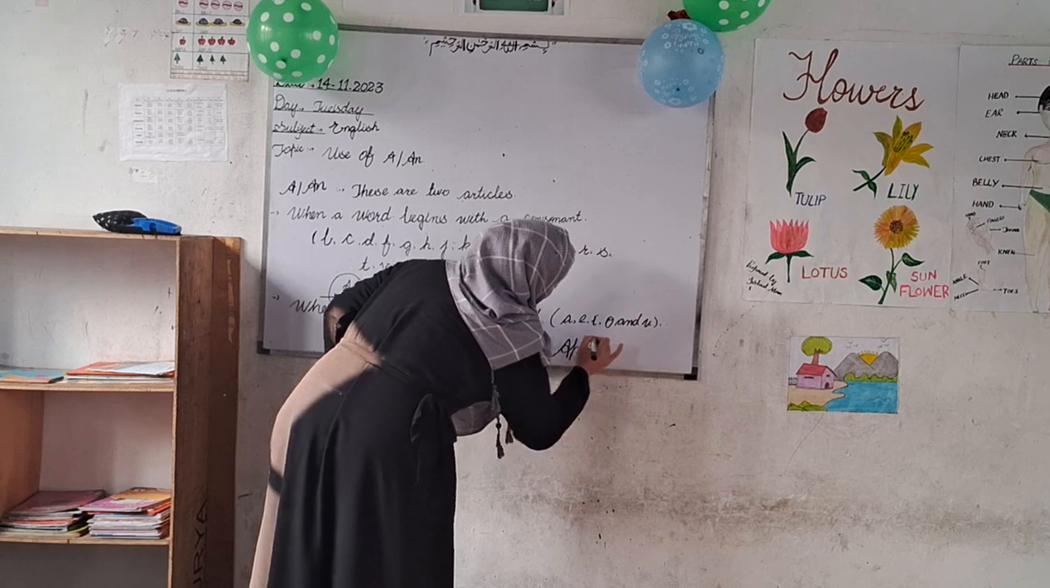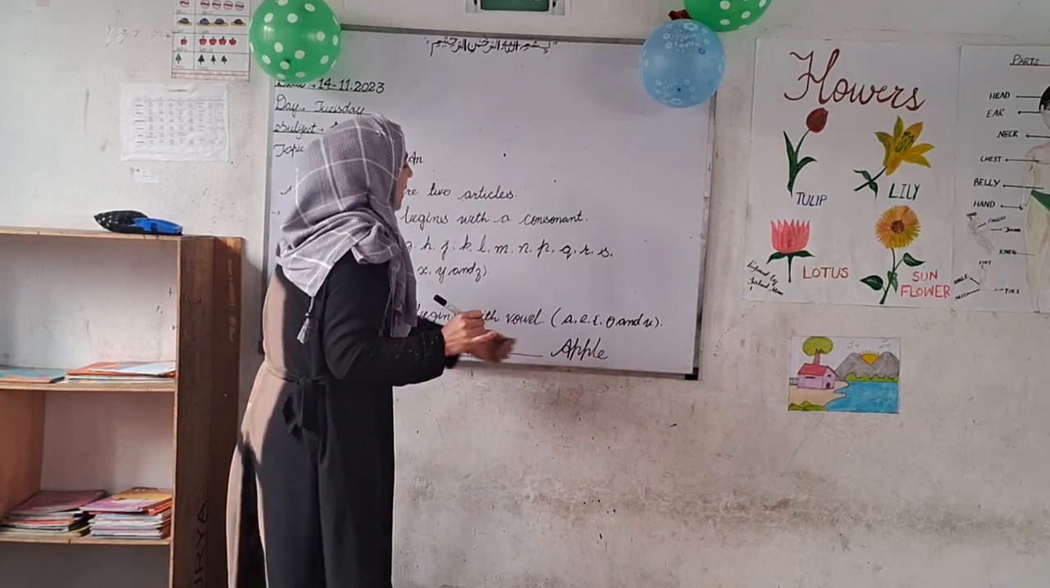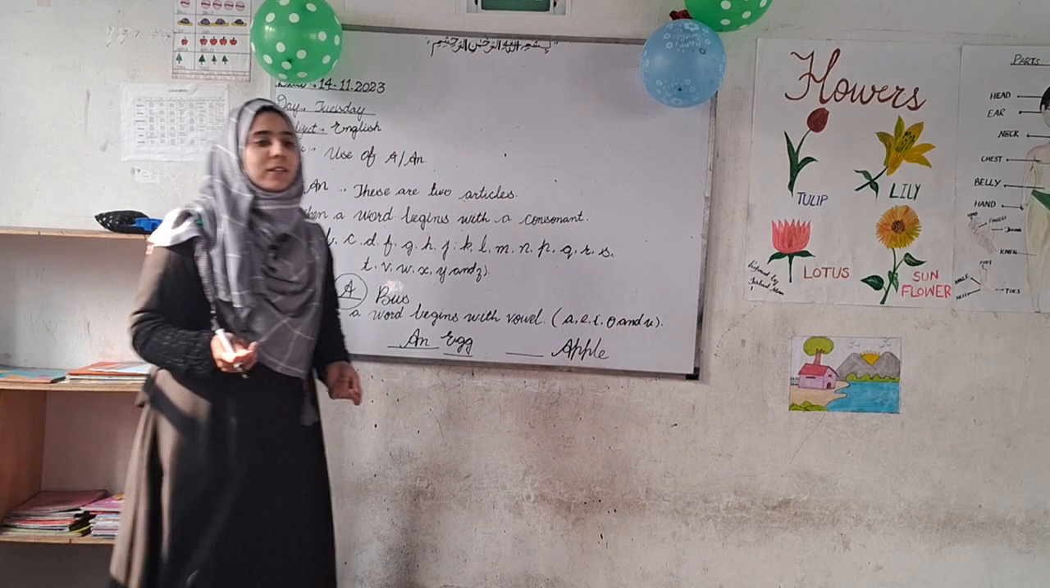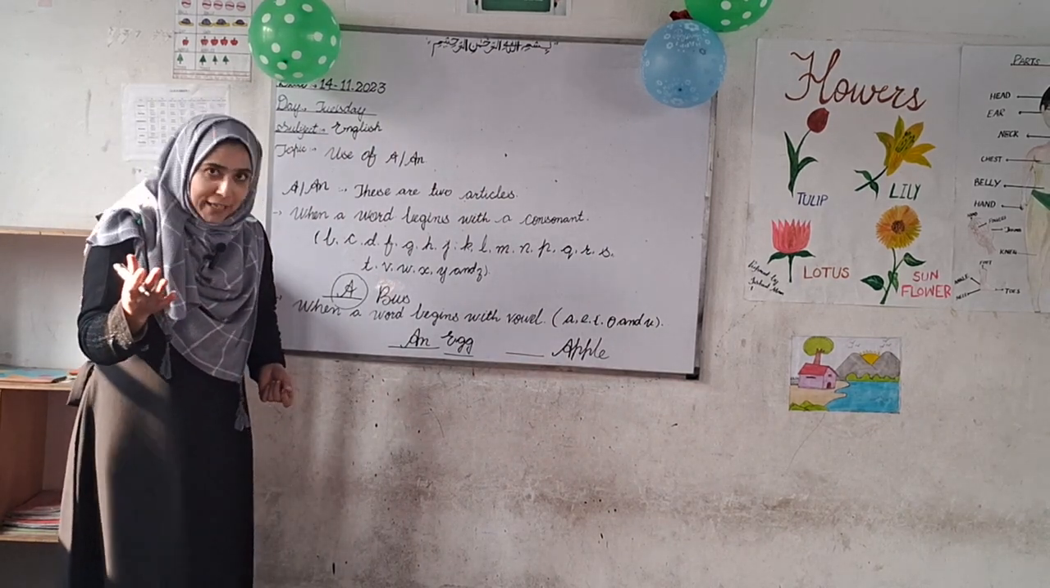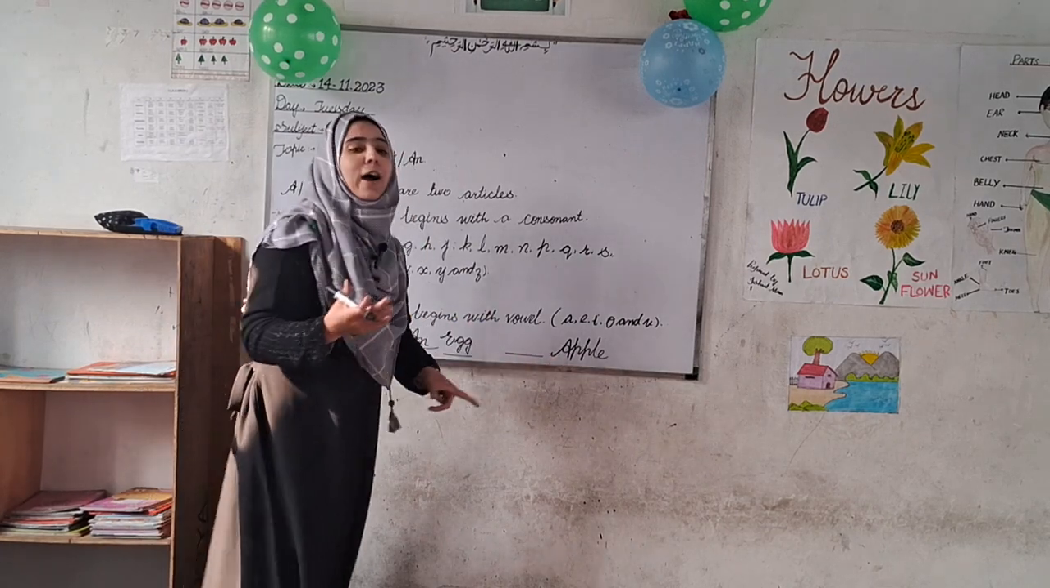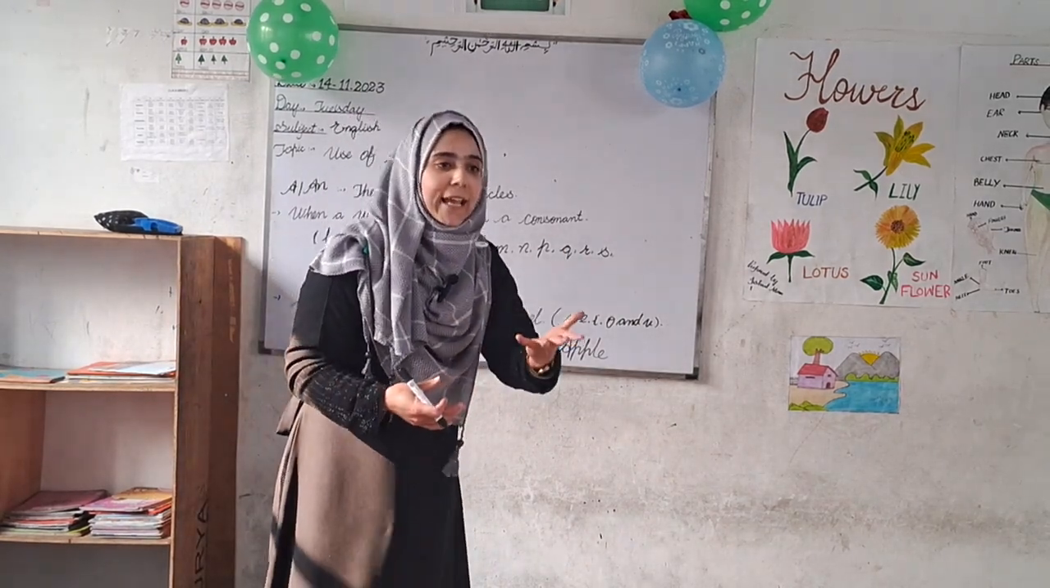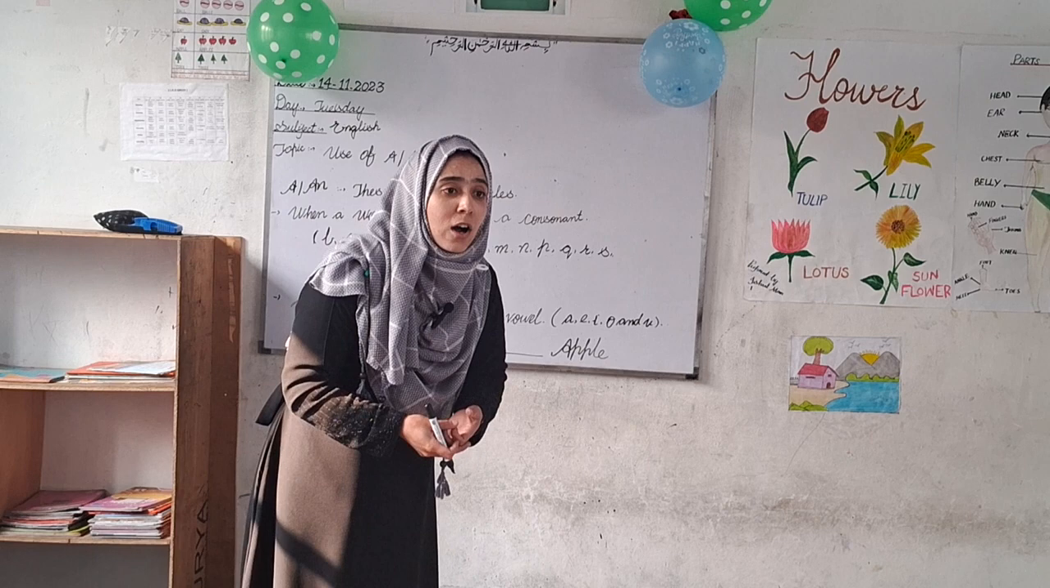Naila will stand up. Naila, tell me what is the spelling of apple? A-P-P-L-E. What is an apple? Apple is a fruit. Good. What is the first letter of apple? A. What is A? A is a vowel.